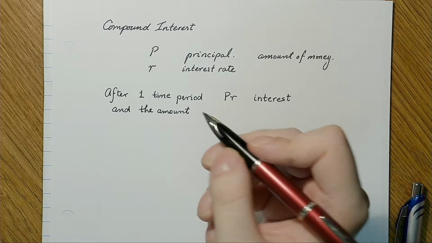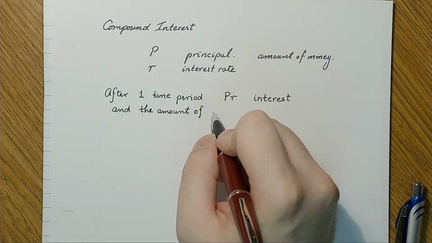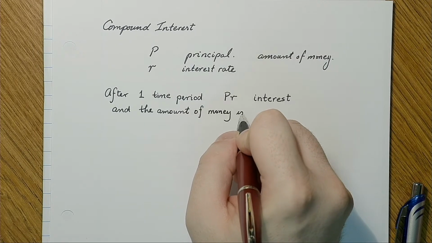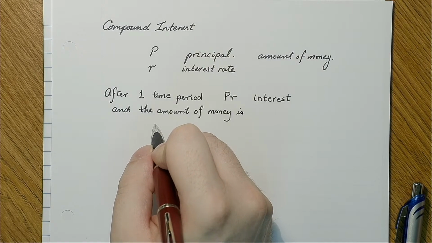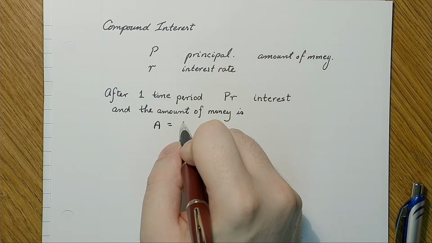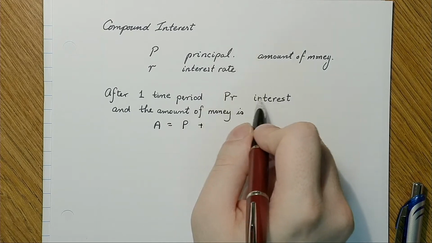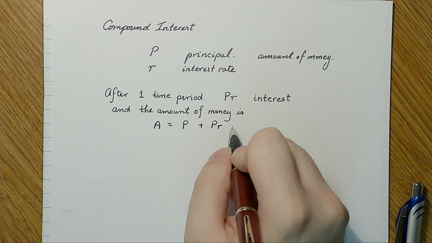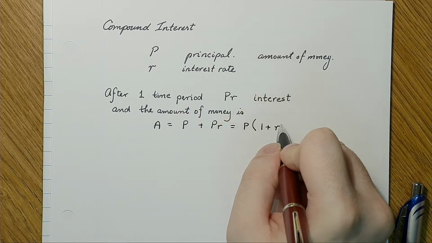Yes, the power of compounding. And the amount of money, they'll use A. So A is equal to P, your original amount, plus the amount of interest that you've earned, P times R. And we can factor out that P so that I am left with P times 1 plus R.